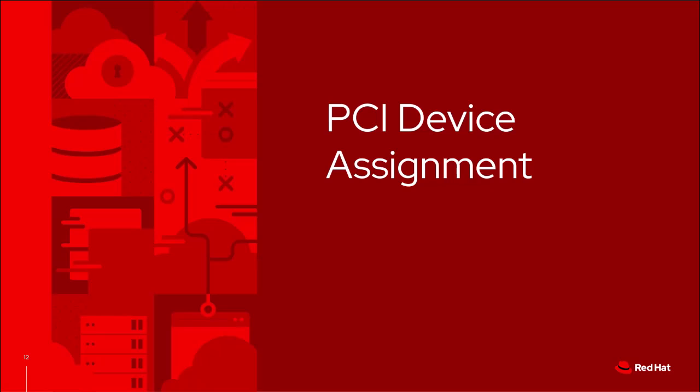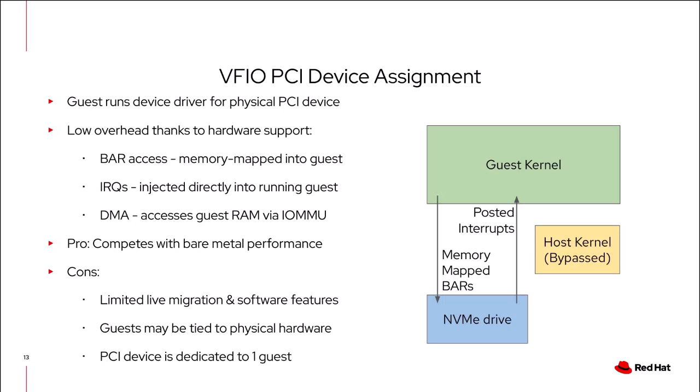Okay, so the starting point for NVMe performance, for achieving good performance in VMs, is PCI device assignment. PCI device assignment is the way that achieves the highest performance. You can get bare metal performance by doing this. And the reason why this is so efficient is because when you take a PCI device and you pass it through to the guest, then the host is actually not involved in the critical path of processing I/O requests.